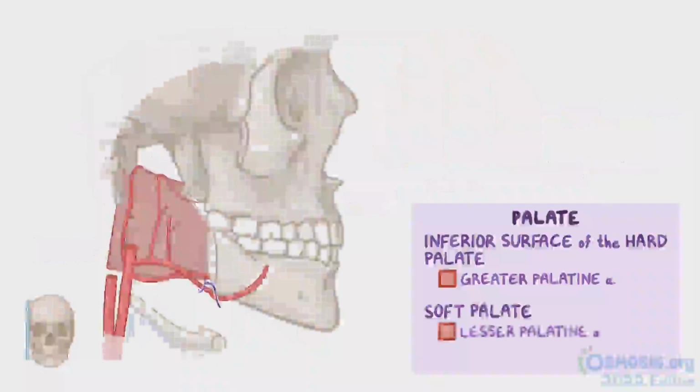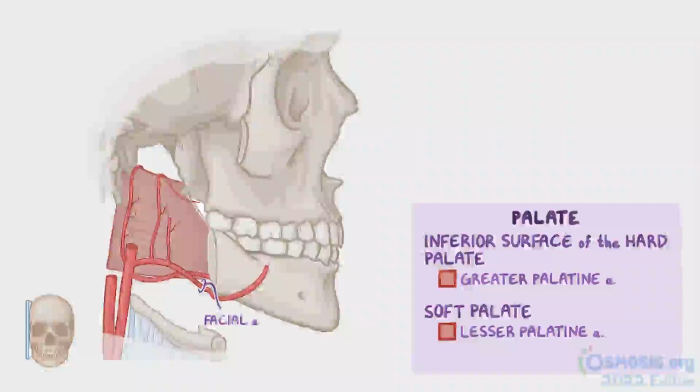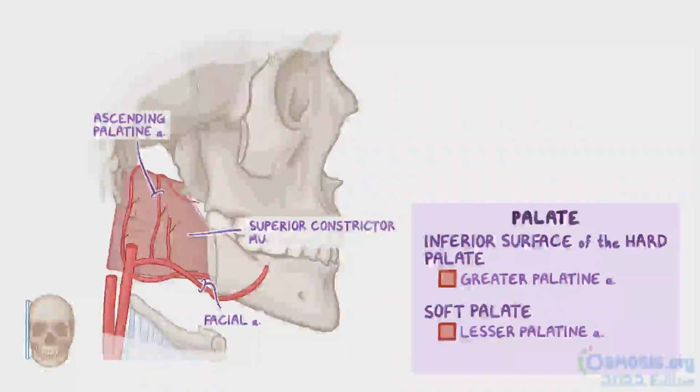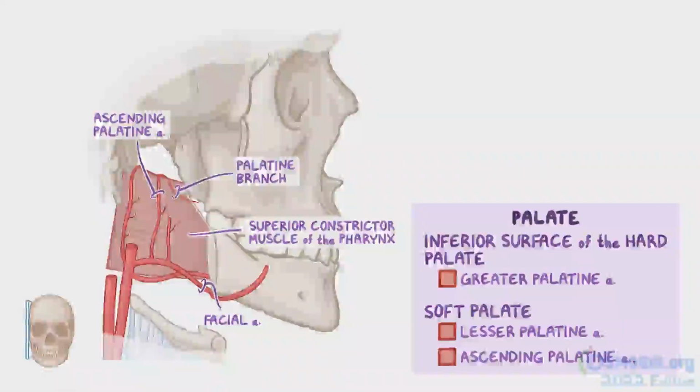Now, right after the facial artery branches from the external carotid, it gives off the ascending palatine artery, which runs superiorly on the lateral surface of the superior constrictor muscle of the pharynx. When the artery reaches the superior border of this muscle, it gives a palatine branch that turns medially and heads towards the soft palate to supply it.